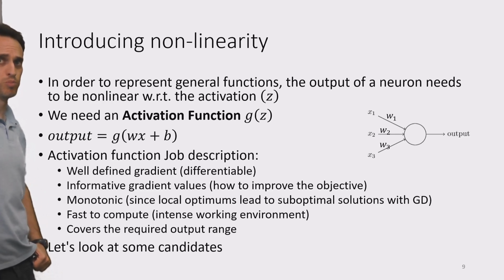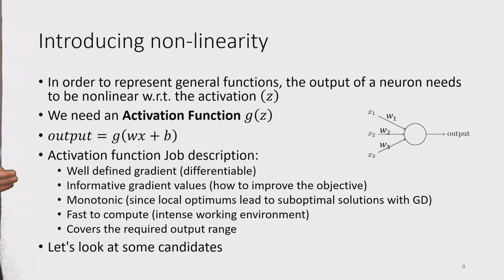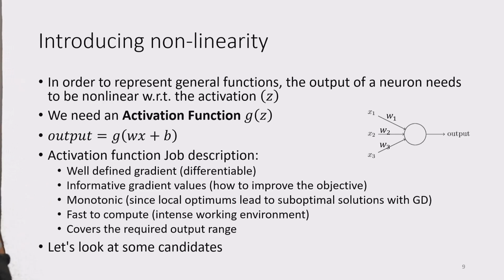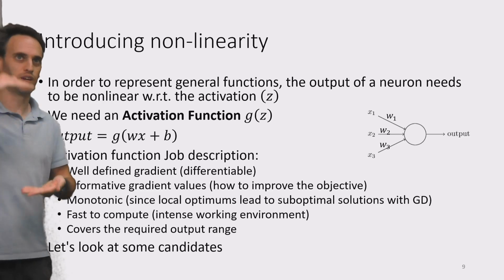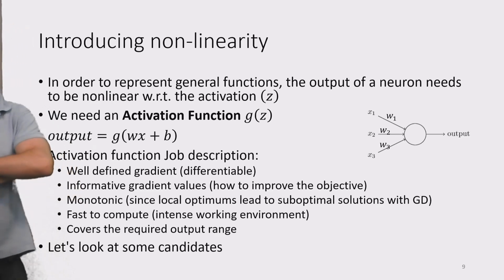Next, it should be fast to compute. It's a very intense working environment, specifically if you have very big networks, right? And finally, we would like it to cover the required output range. This might not be relevant for initial layers, but at least the final layer should have output relevant to the values that we are trying to get out of the network. For instance, if we're trying to approximate probabilities, it would be nice if our activation function would squash everything to values between 0 and 1. That is the relevant range.